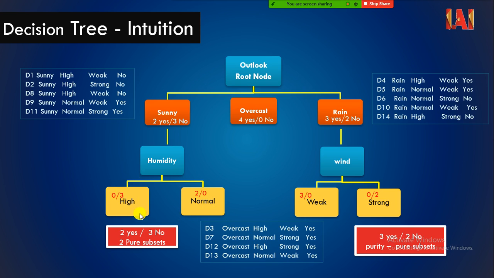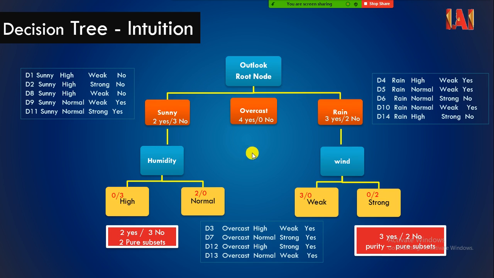Now if you look here, these two nodes are pure, because here you have only yes, and here only no. Here you have only yes, and here you have 3 yes and 2 no. Hence these two are pure subsets. This is your leaf node. It doesn't record any further split because this is your leaf node. Leaf node is the pure node. This is how it splits.